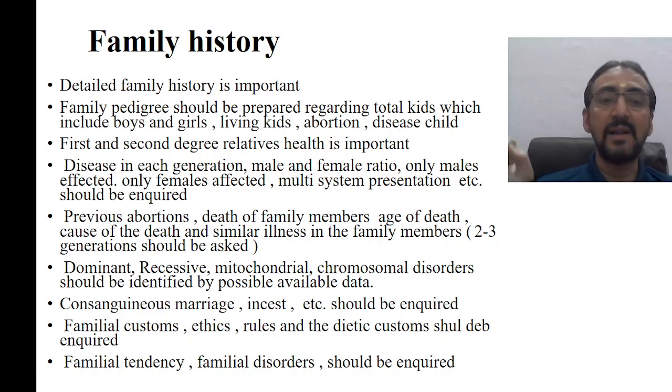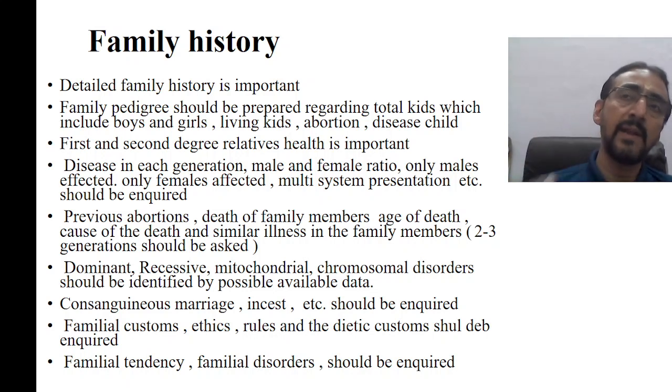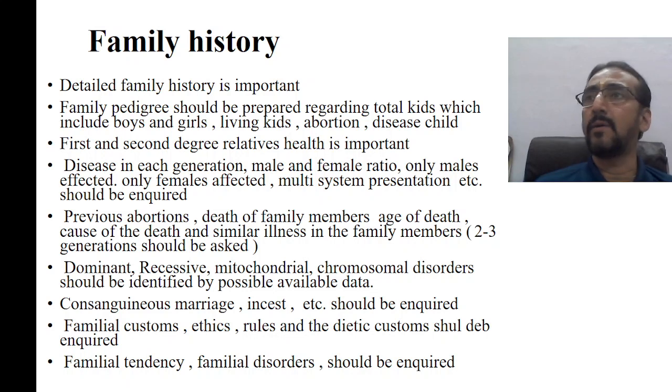Then important is familial tendency. Many times, suppose you take allergies. For allergies, you cannot find any genetic defect or chromosomal defect, etc., but still if the father is suffering from allergy, the child is also suffering from allergy, it's because of the genetic tendency of the family, and it's considered under familial tendency. Okay, so familial tendency is there, that has to be understood or inquired. Similarly, familial disorders should also be inquired.